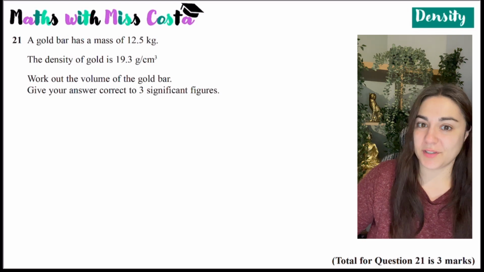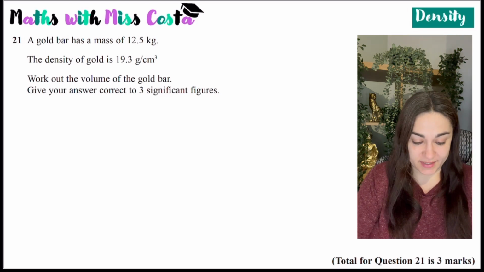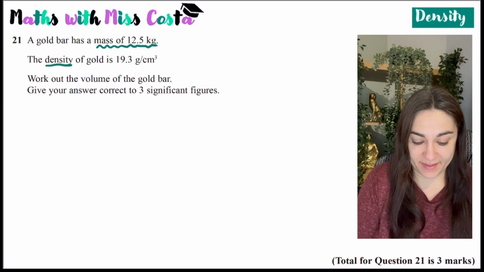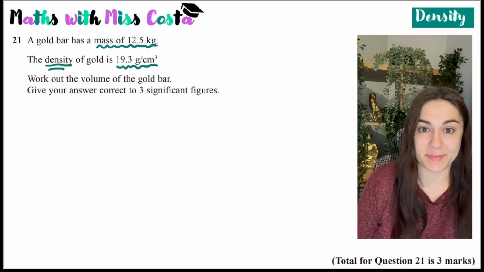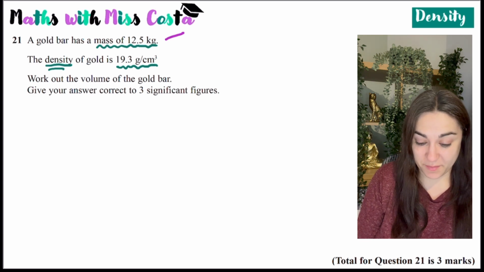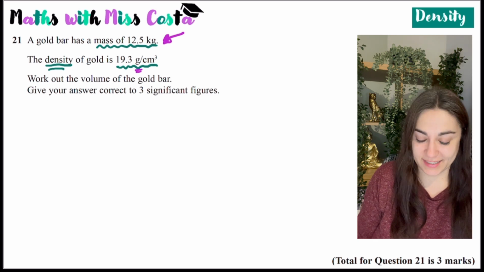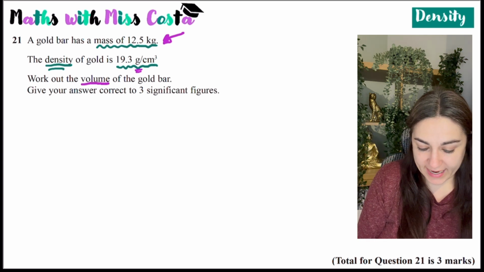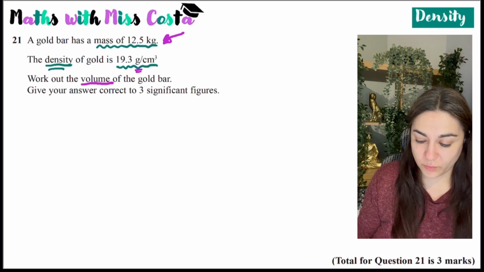Okay, so here we've got a density question. I'm told that a gold bar has a mass of 12.5 kilograms and that the density of the gold is 19.3 grams per centimetre cubed. Now it's really important to pay attention to the units we've been given. The mass has been given in kilograms and the density has been given in grams per centimetre cubed. So we're going to want to look at that. And I need to work out the volume of the gold bar. So first of all, there's an equation that you should know.